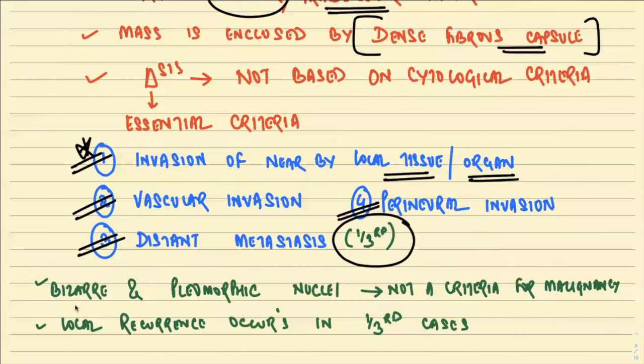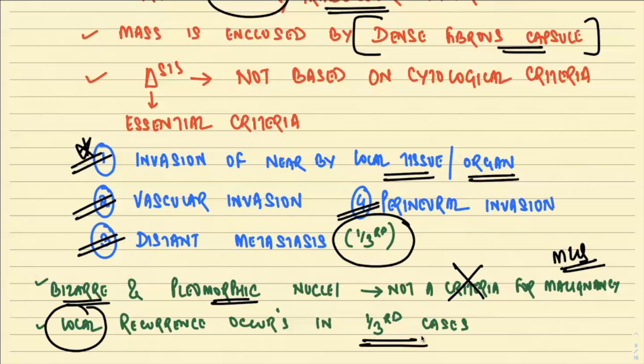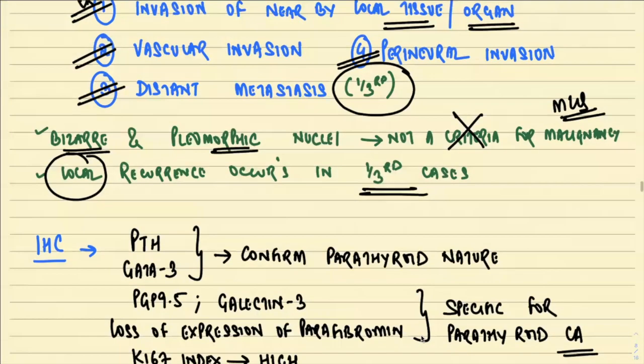Now remember, as I told you, bizarre and pleomorphic cells usually are criteria of malignancy in all the tumors, but it is not a criteria for malignancy in case of parathyroid carcinoma. Very, very important MCQ. And local recurrence, that means after surgical removal of the parathyroid, local recurrence can occur in approximately 1/3 of the cases. Is this point very crystal clear to everyone about parathyroid carcinoma?